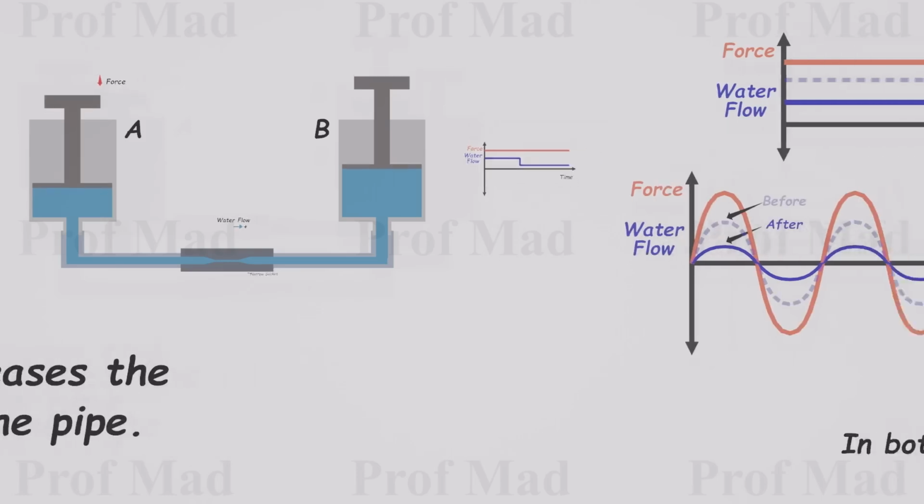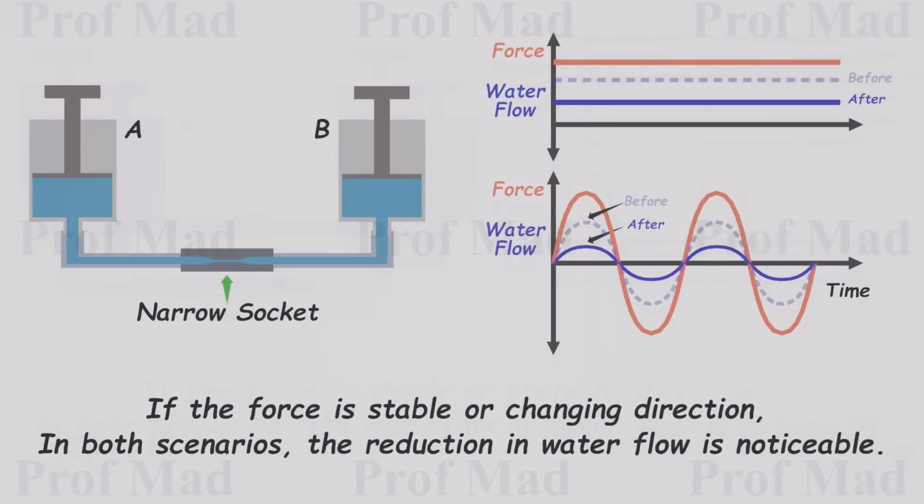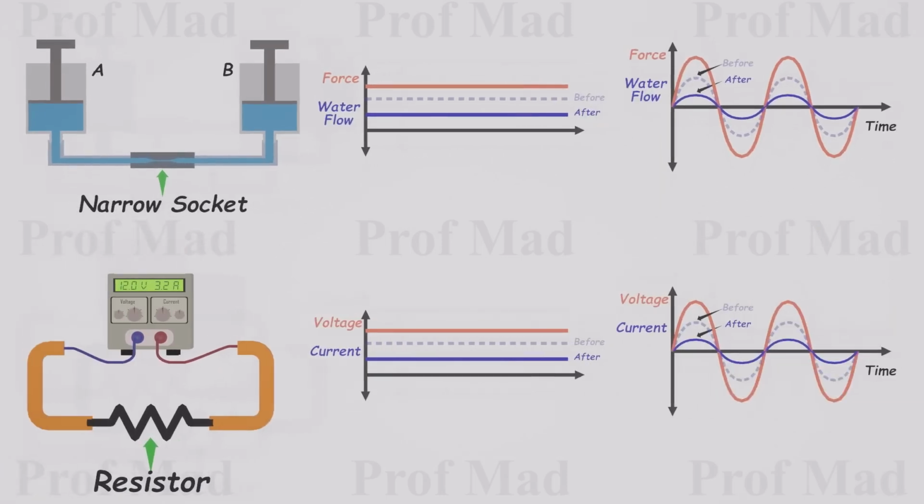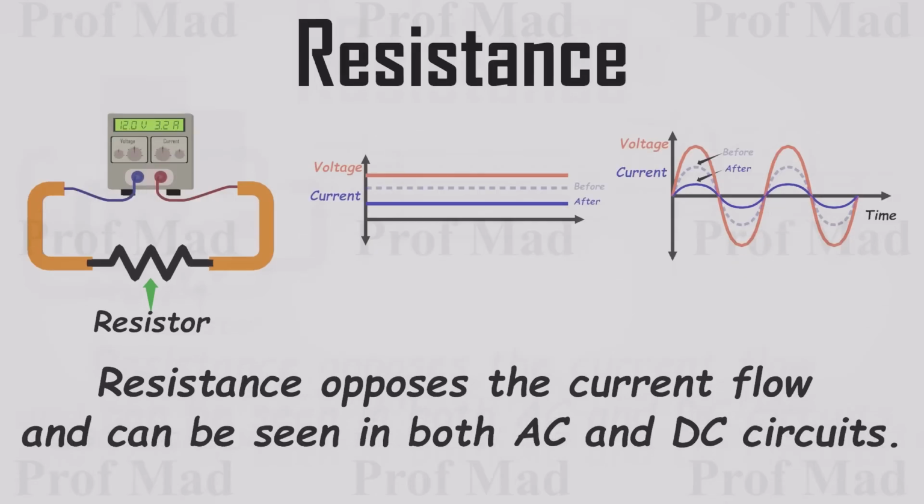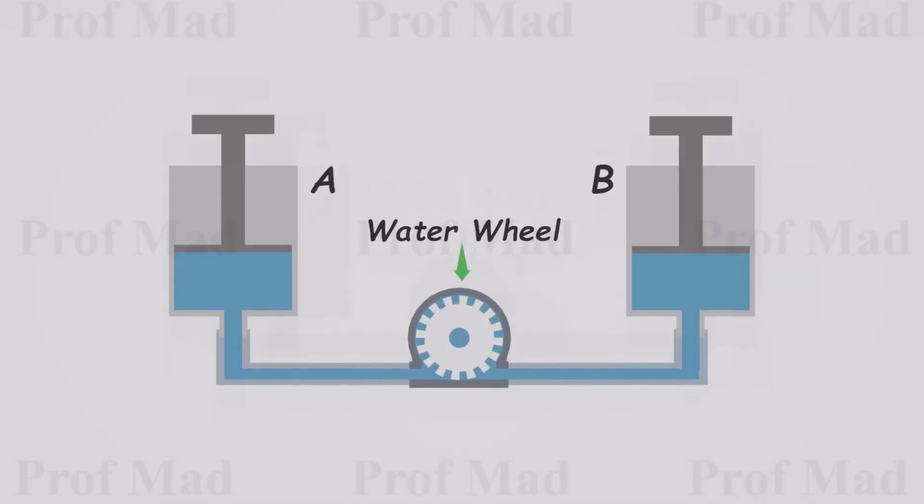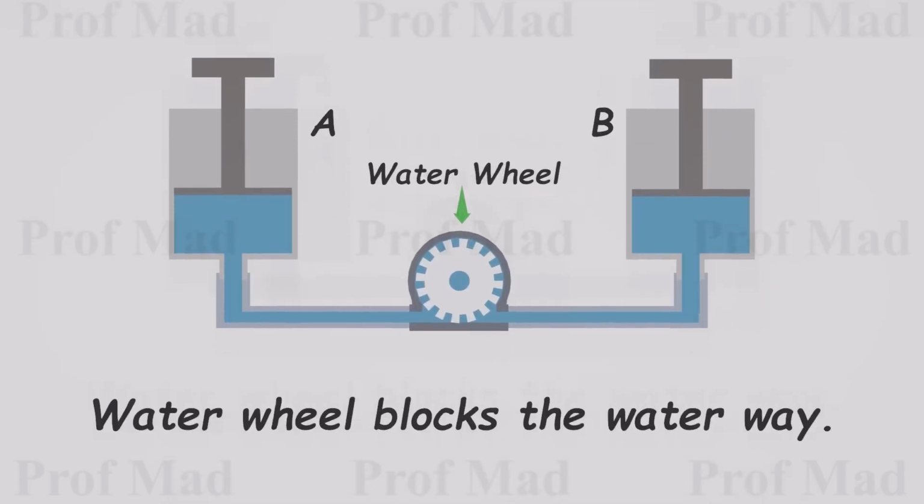Whether the force remains stable or changes direction, the reduction in water flow is noticeable in both scenarios. The same principle applies to an electrical circuit when we connect a resistor. The resistor diminishes the current flow through it. As we mentioned at the beginning of this video, resistance opposes the flow of current and is present in both AC and DC circuits.